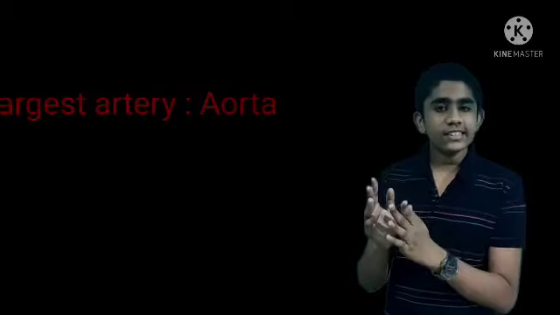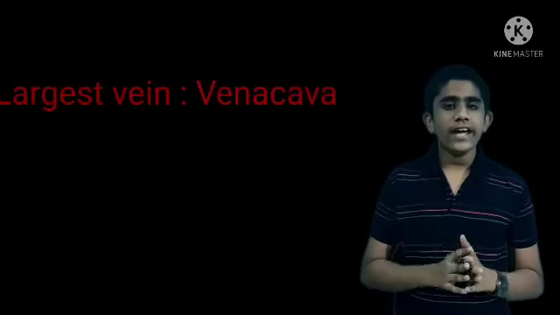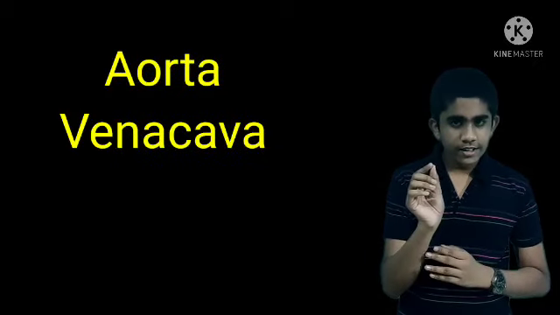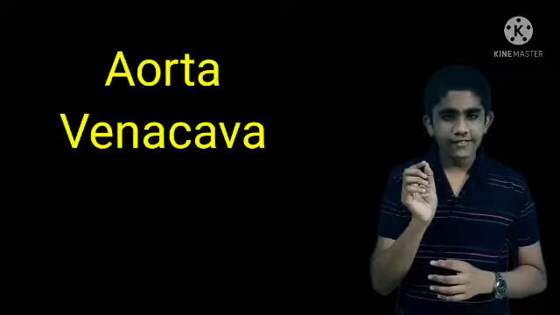Now, what is this oxygenated blood and deoxygenated blood? Oxygenated blood means pure blood. Deoxygenated blood means impure blood. We studied this in our previous classes. Which is the largest vein and largest artery? Don't know the answer? Don't worry. The largest artery is aorta and the largest vein is vena cava.